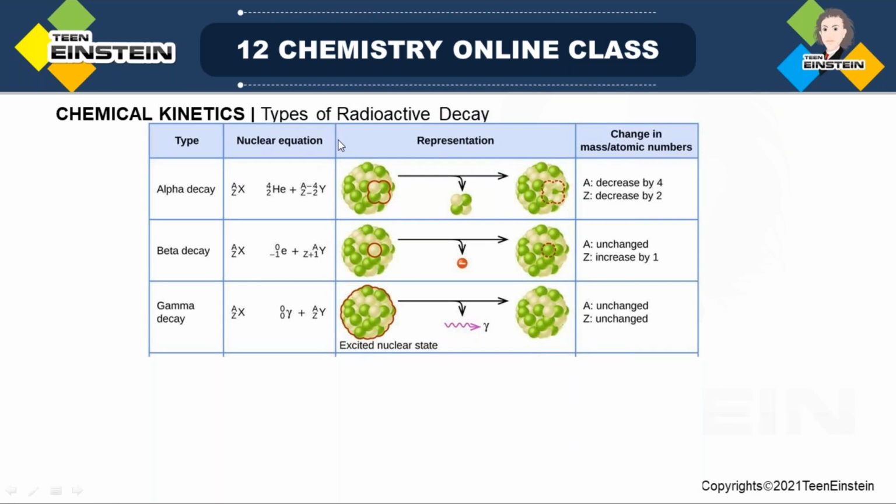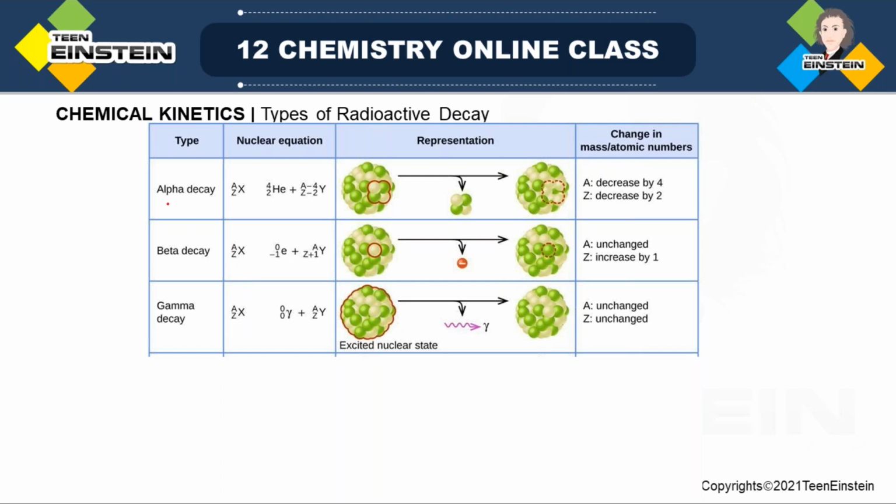Now we will see types of radioactive decay. Though details are not required, I am discussing this because sometimes when you get numericals, these different types of terms can be mentioned, so that you are not confused. So you should know what these different types of radioactive reactions are.